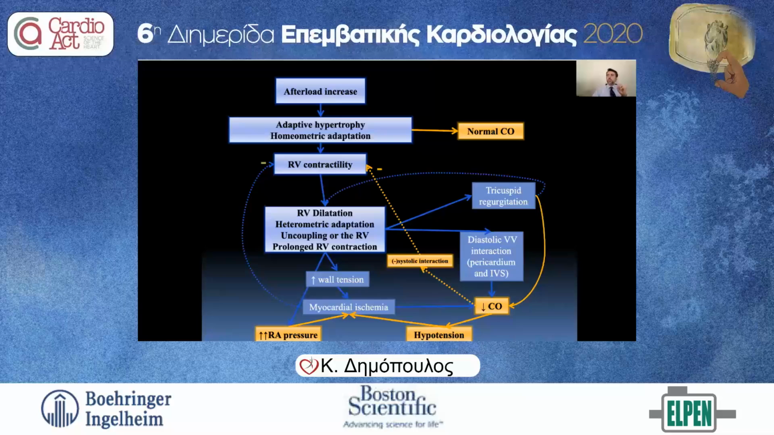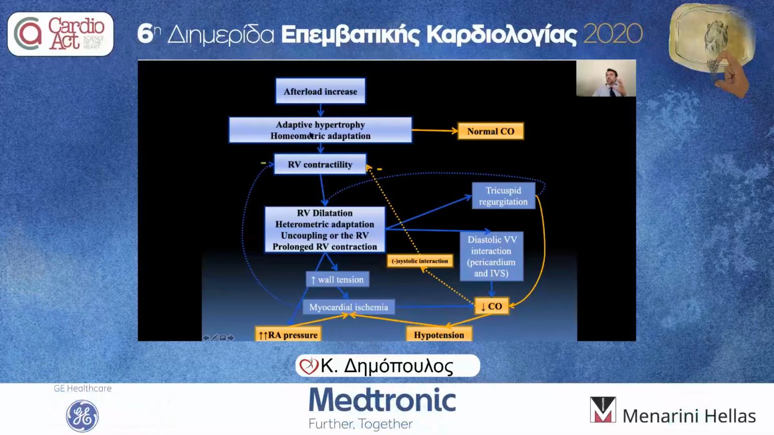Our hemodynamics are also important when we're dealing with patients who are failing, with the RV which is failing. We know that physiology says that in pulmonary hypertension you have an afterload increase. First you have adaptive hypertrophy, but as the RV starts to fail, the patient gets into trouble with low cardiac output, hypotension, raised right atrial pressure.